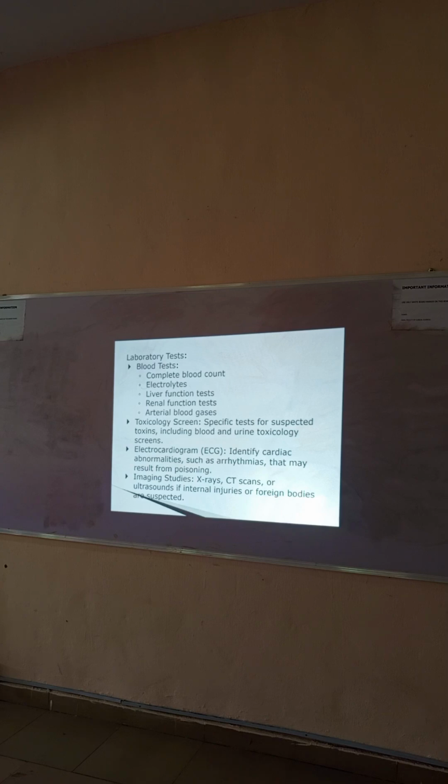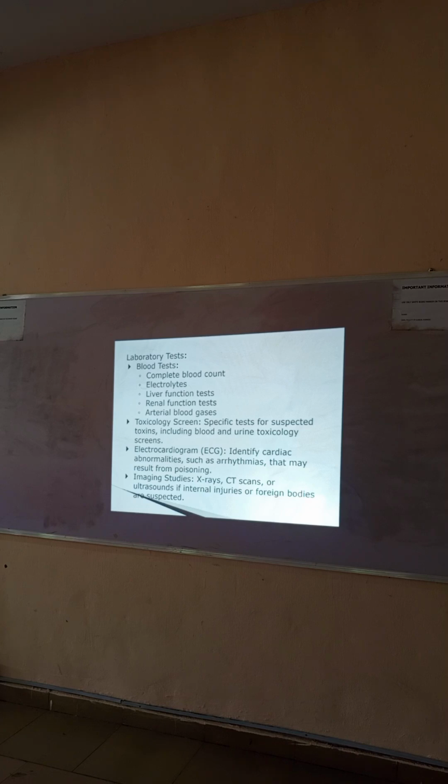Under laboratory tests, we have the blood test. The complete blood count can be used to check the overall health status of the patient. And then the electrolytes, to check if there is electrolyte imbalance. The liver function test, to check the hepatic function and if there is liver damage. The renal function test, and the arterial blood gases. Arterial blood gases are used to check for the level of oxygen and carbon dioxide in the blood, and to check the pH level, if there is imbalance of the acid base.